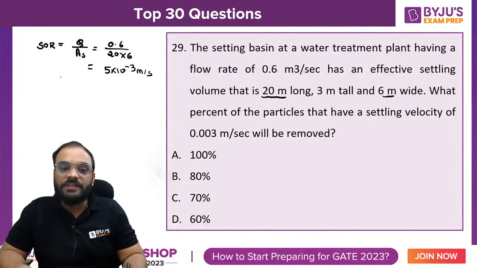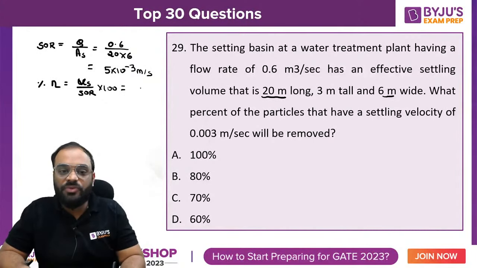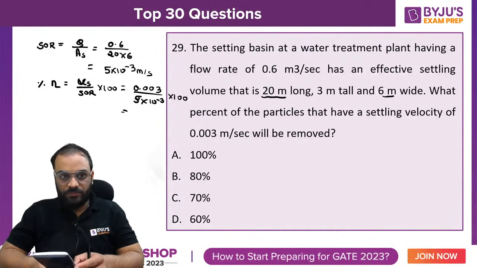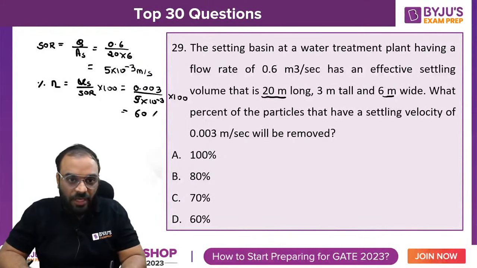Correct? Now guys, our task is to calculate the percentage of particles which have this settling velocity that will be removed. So percentage removal will be Vs upon SOR multiplied by 100. So what is the value of Vs? 0.003 divided by 5 into 10 raised to power minus 3, multiplied by 100. 60%. How much are you getting, guys? 60%. D is the correct answer.